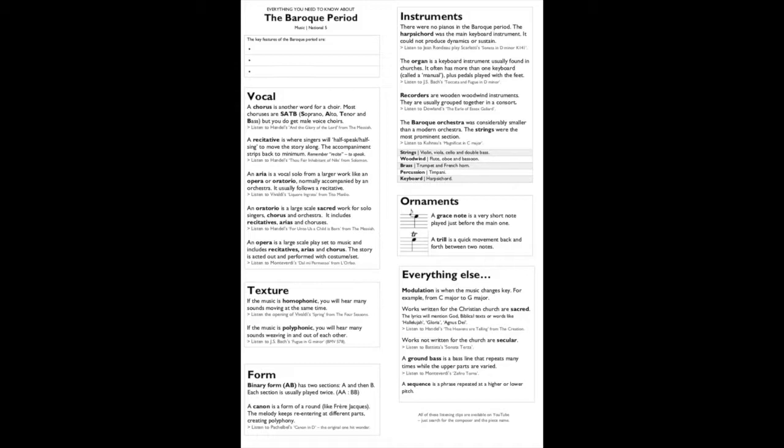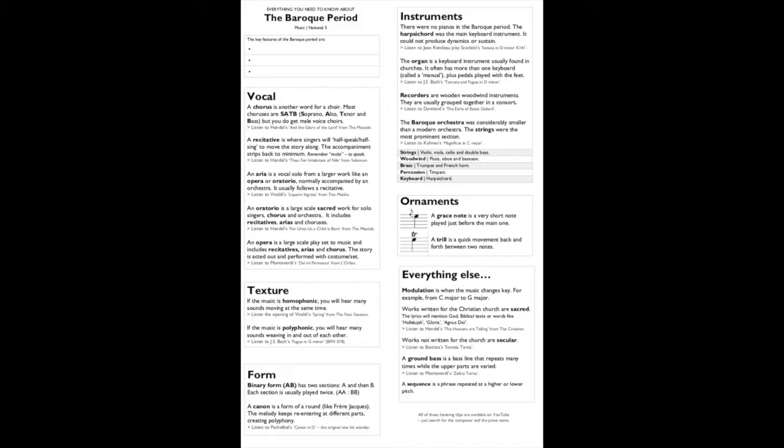Next, texture. Texture describes how the layers of sound fit together. We learned about 3 different textures in our Making Musical Connections unit: homophonic, polyphonic, and contrapuntal. We're going to listen to examples of homophony and polyphony now. Both were used in the Baroque period.